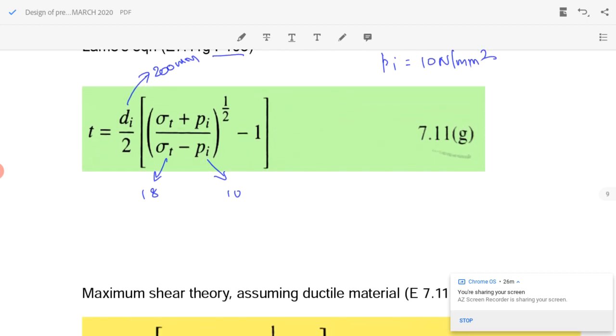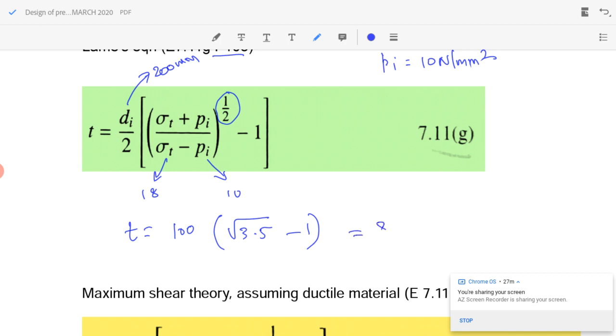And after substitution, you will get t equal to 100 into root of 3.5 minus 1. I am giving this calculation so that you can check whether you are getting these values. When you get simple equations, there are more chances to make mistakes. Sometimes you will forget to take this root. So you should put your mind to it when you do such simple questions. Okay, so you get 87.08 mm.